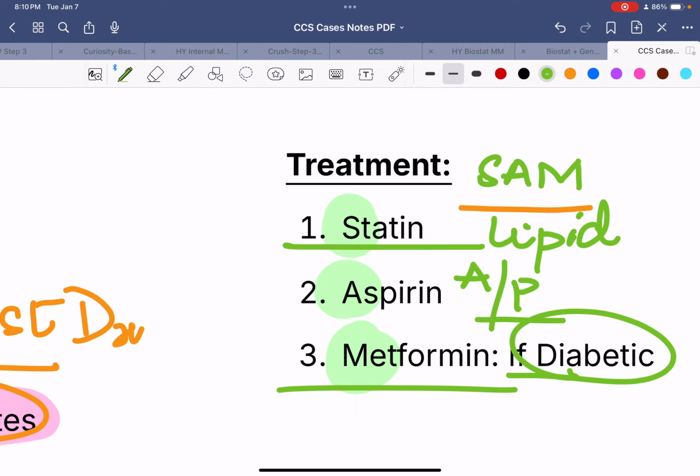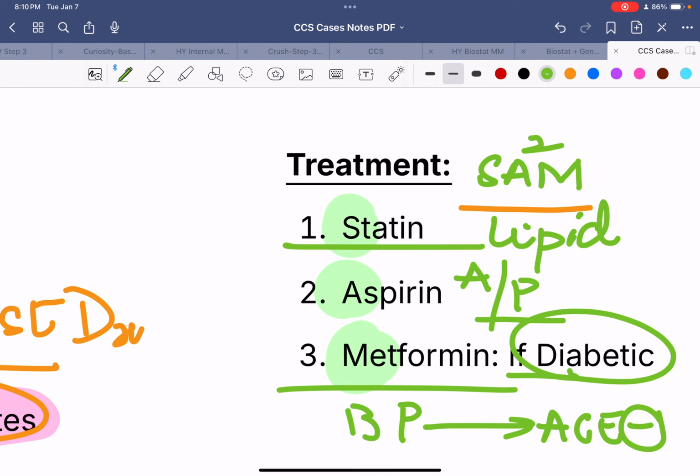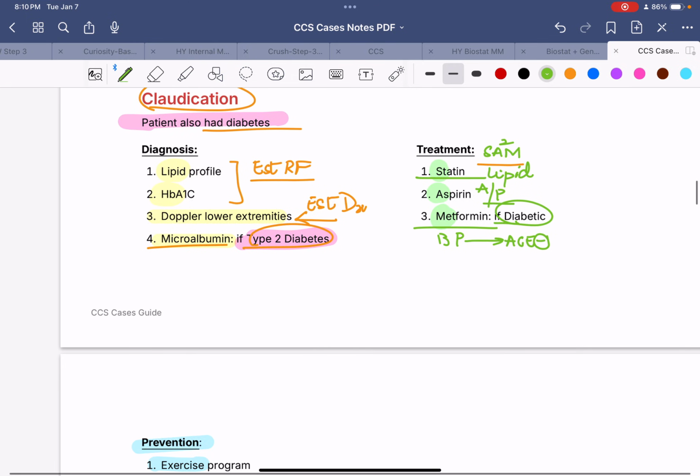And of course if he has high blood pressure issues, then we're going to give an ACE inhibitor, lisinopril, as well, right? But other than that, it would be SAM. The S would be for statin, the A would be for aspirin, and the M would be for metformin, along with blood pressure control with ACE inhibitors.